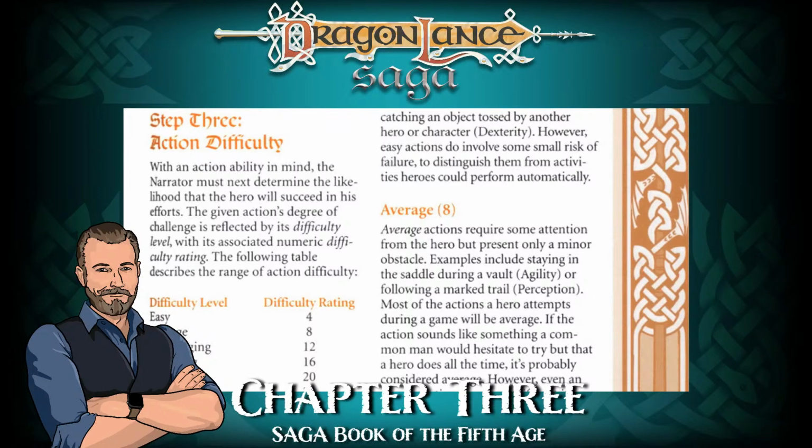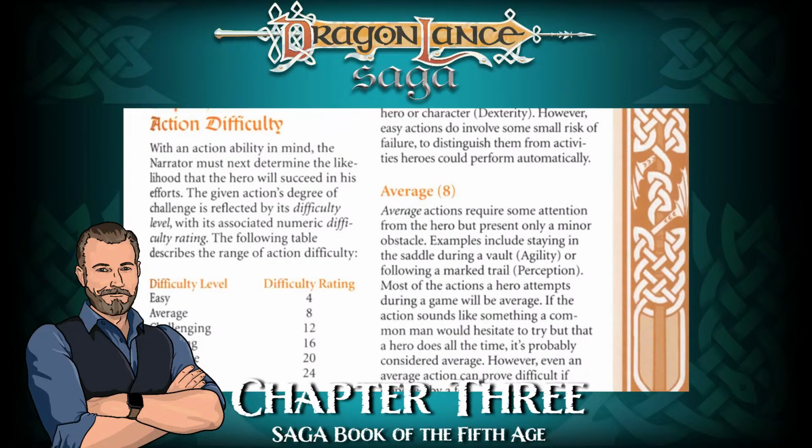Step 3. Action difficulty. With an action ability in mind, the narrator must next determine the likelihood that the hero will succeed in his efforts. The given action's degree of challenge is reflected by its difficulty level, with an associated numeric difficulty rating. The following table describes the range of action difficulty.